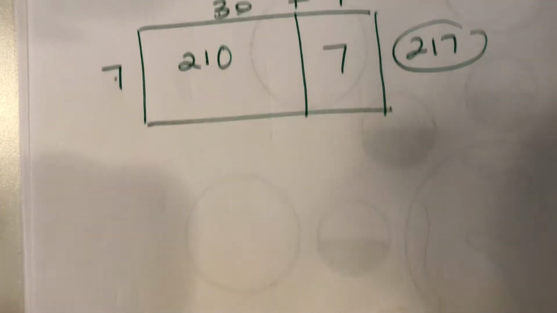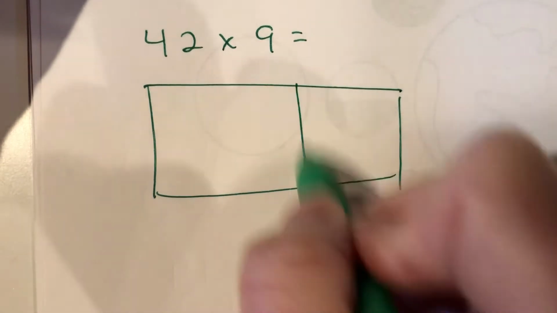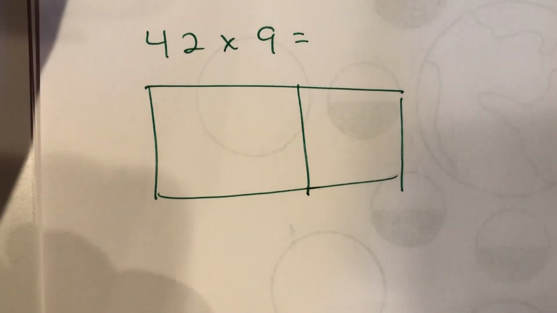I know, but like I said, there's no formal practice after this. So erase your board, and now give me 42 times 9 using the area model. Press play when you're done.